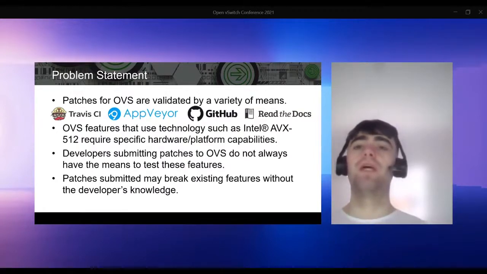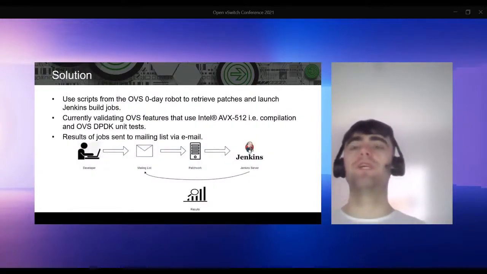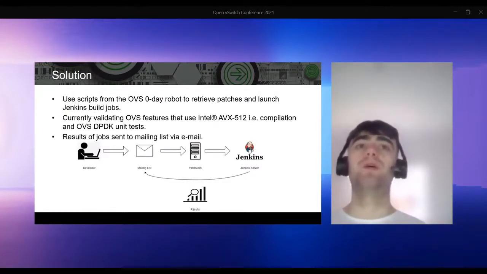Developers need to know that their patches are being tested on all platforms with all hardware capabilities enabled without requiring any extra workload for the developer. So let's get into our solution. What we've done is set up a local Jenkins instance on a machine in the Intel lab, which has access to the required instruction set for performing AVX512 operations. This allows Jenkins to run jobs which build OVS with AVX512 enabled and run the OVS DPDK unit tests.